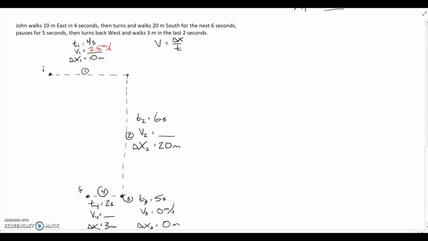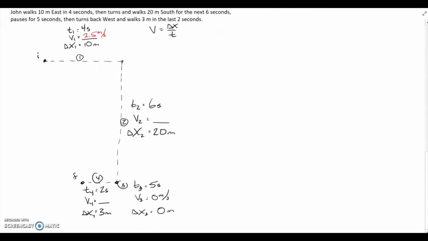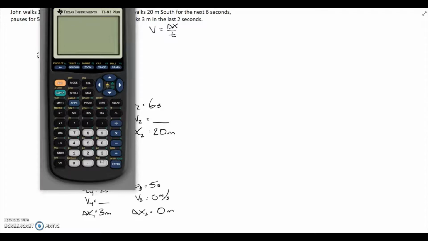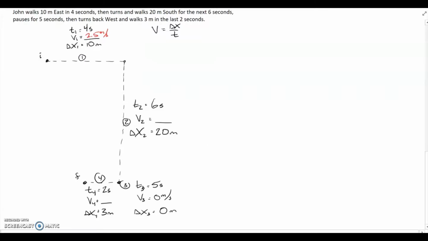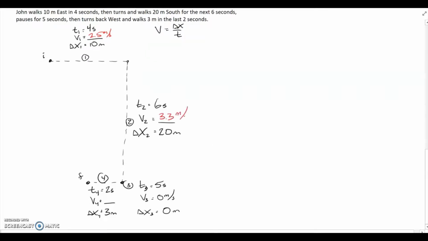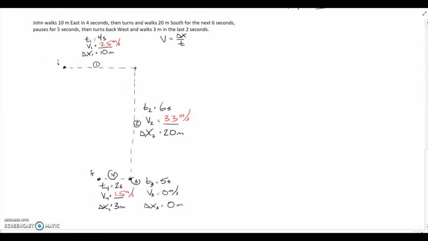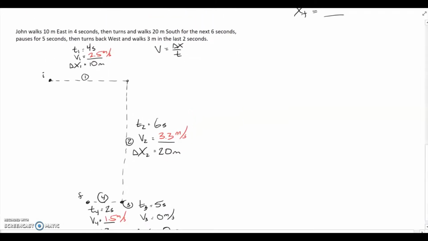So I have this big picture set up here for the full trip, right? And it's 4 different parts that are all strung together, one after another. And so we can actually fill in information here. If I take displacement over time, 20 divided by 6 gives me 3 1/3, so 3.3 meters per second if I needed that. And 3 divided by 2 is 1.5 meters per second. So again, I've actually filled out, I know everything about my motion here.